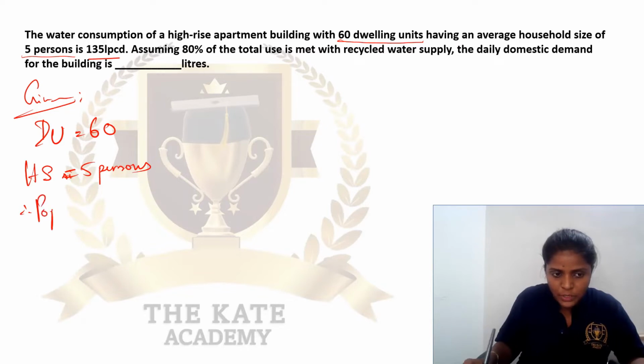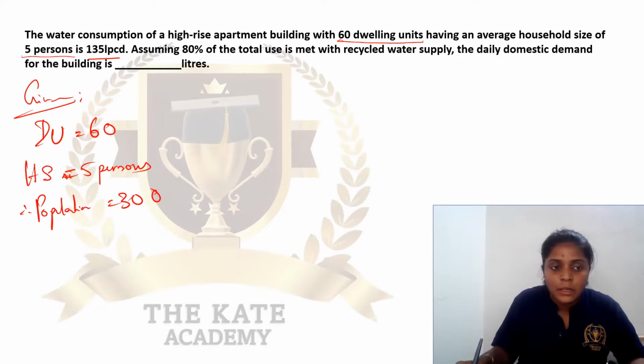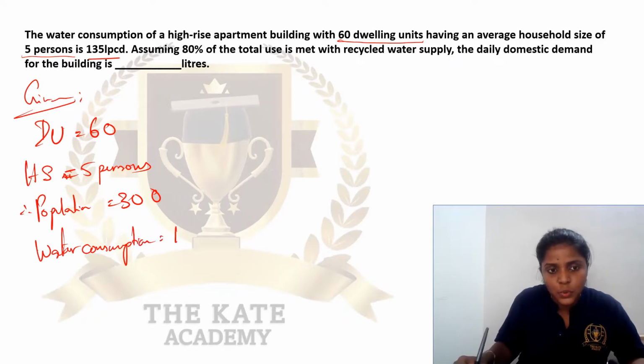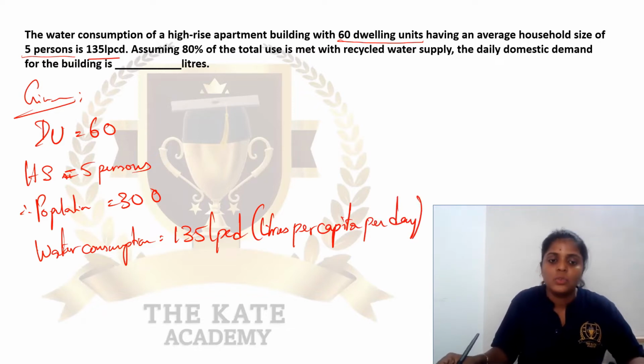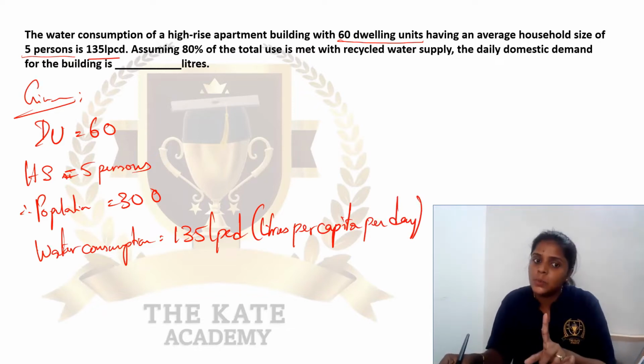Therefore, population will be 300, 60 into 5. Okay. And water consumption is how much? Water consumption is equal to 135 LPCD, which is liters per capita per day. So one person is consuming 135 liters per day.